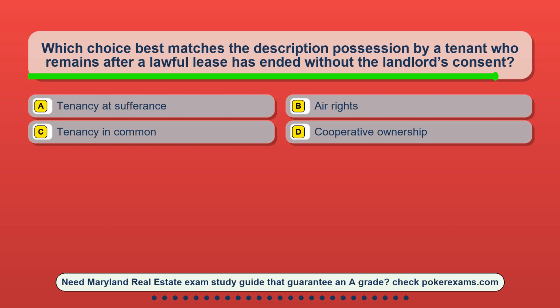Question 5. Which choice best matches the description: possession by a tenant who remains after a lawful lease has ended without the landlord's consent? Option A, tenancy at sufferance. Option B, heir rights. Option C, tenancy in common. Option D, cooperative ownership.